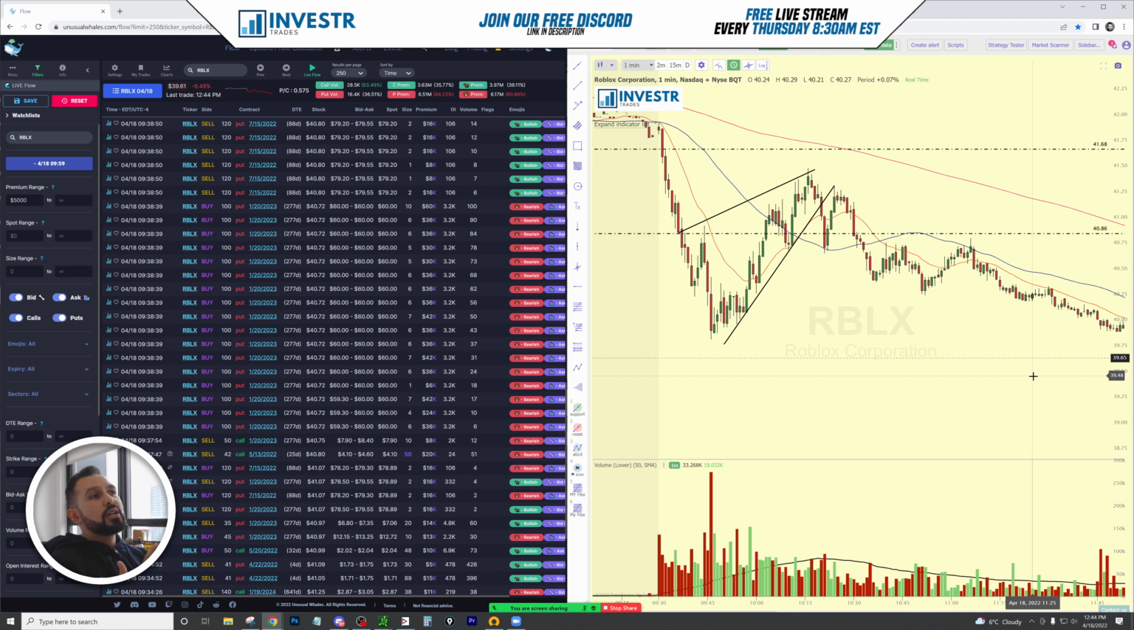These are everything you've got to look at to make sure there's continuation to come, especially with Roblox shares. You saw the relative weakness if you keep the SPY and the QQQs up. SPY and the QQQs pushed up, Roblox pulled down, showing you relative weakness, and that's how you could have gotten involved with that.